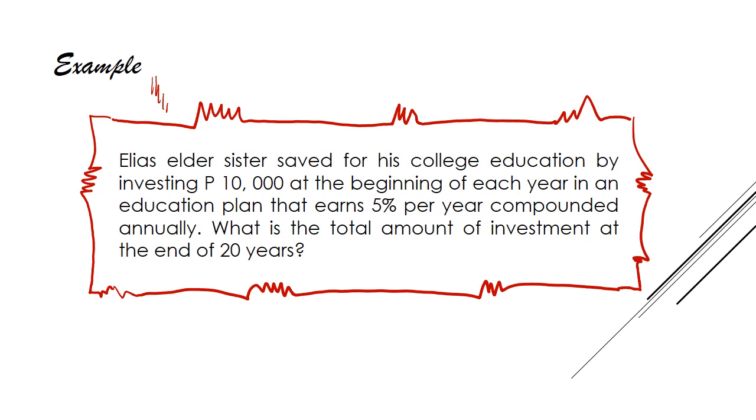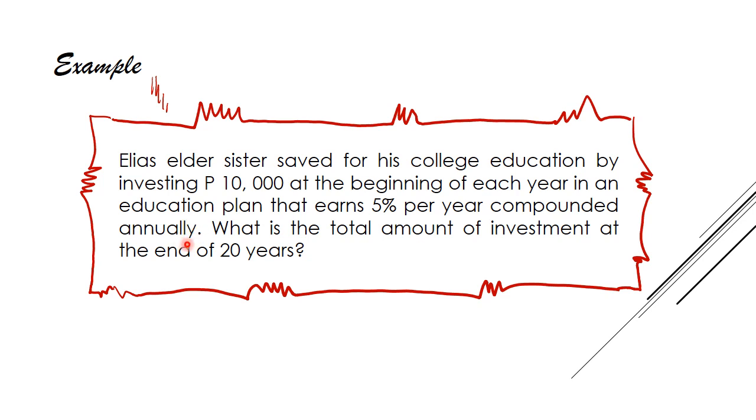So example is Ilya's elder sister saved for his college education by investing 10,000 pesos at the beginning of each year in an education plan that earns 5% per year compounded annually. What is the total amount of investment at the end of 20 years? So the payment is made every beginning of the year, and the interest period is annually. So meaning the interval payment and the interest period are the same.